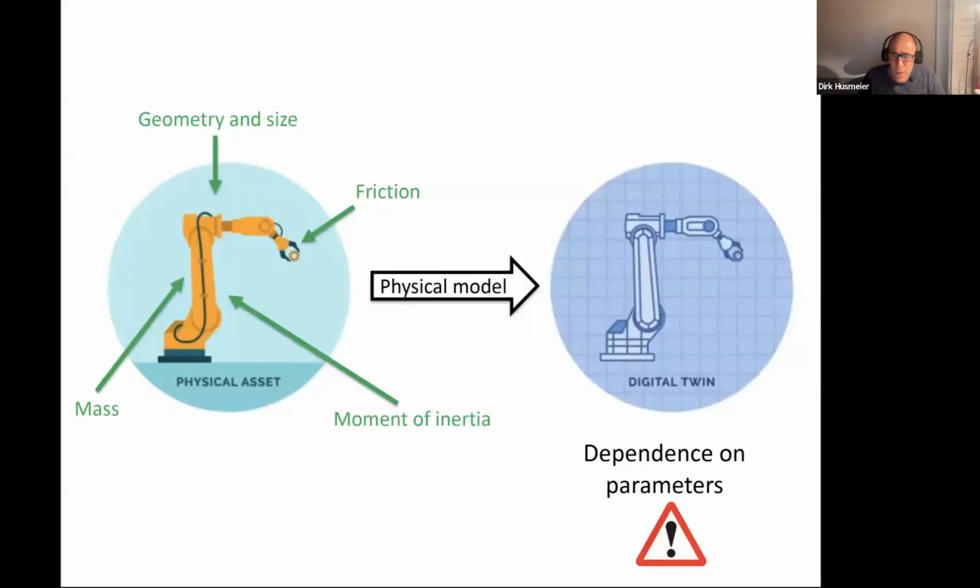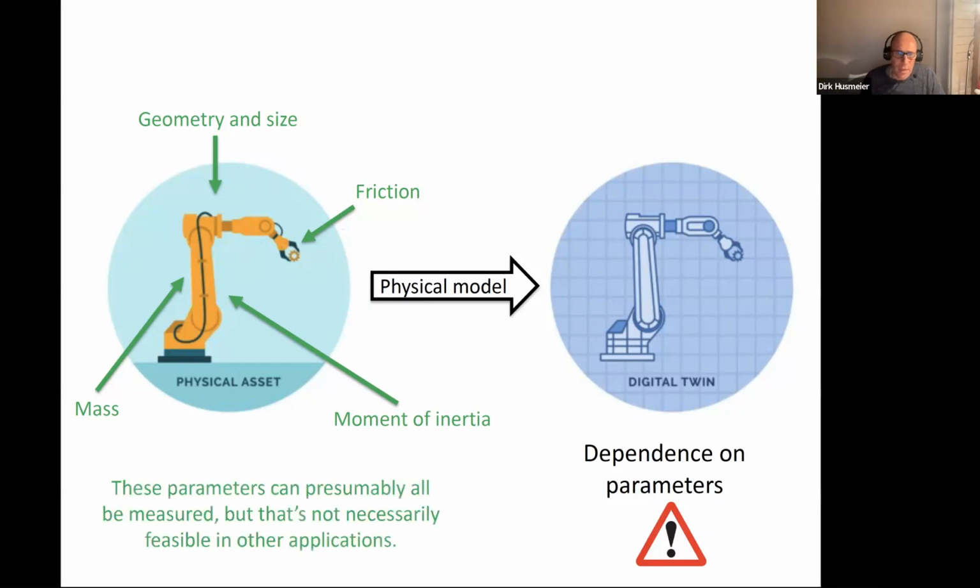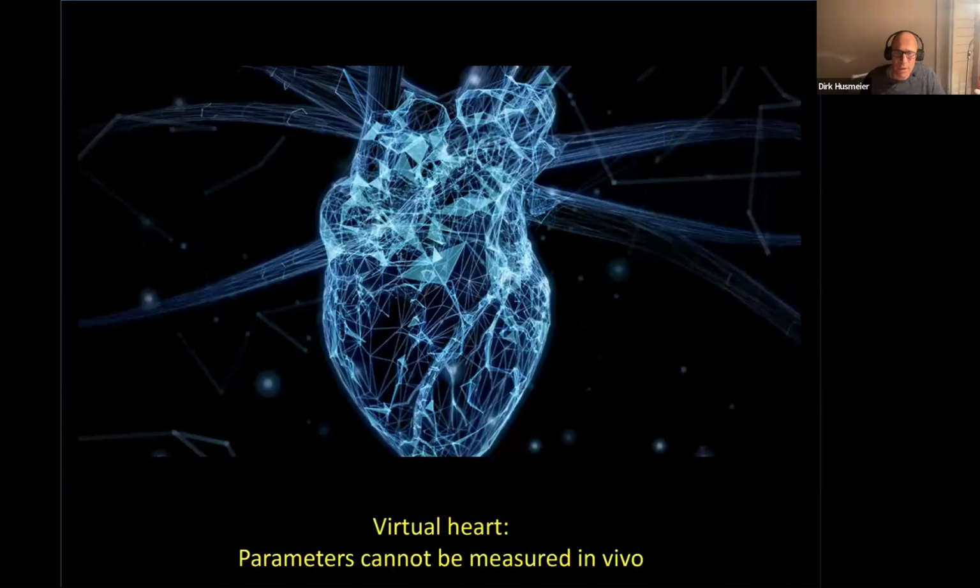What all these digital twins have in common is that they depend on various parameters. And that is illustrated here for the robot arm. So the movement of the robot arm depends on its geometry and size, on the masses of the different components, and consequently their moments of inertia, and also the friction at the joints. And these parameters can presumably all be measured, but that's not necessarily feasible in other applications.